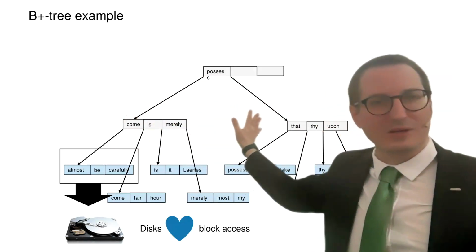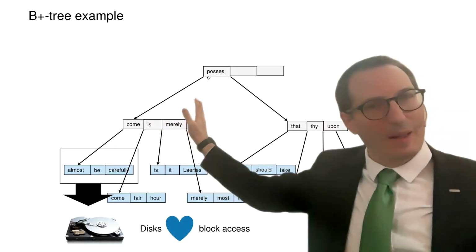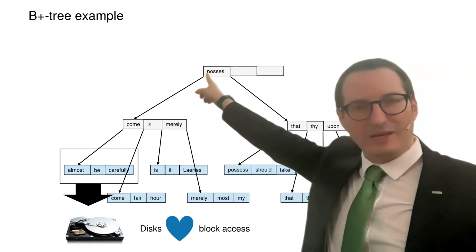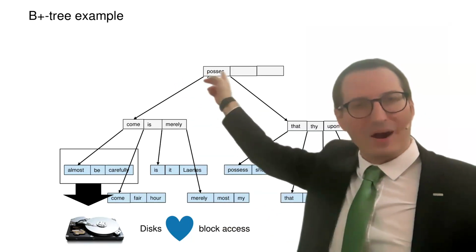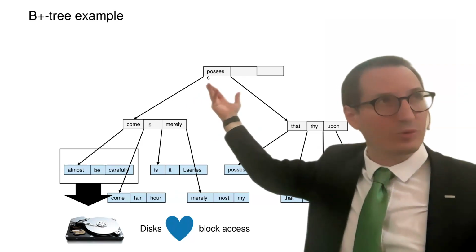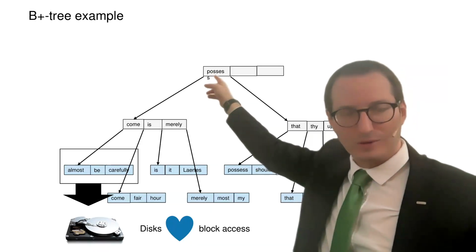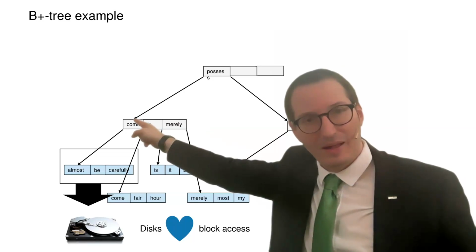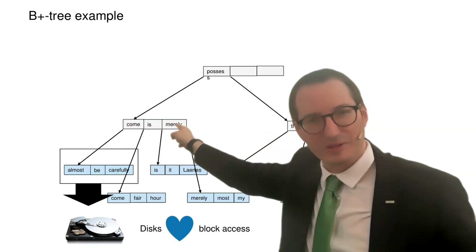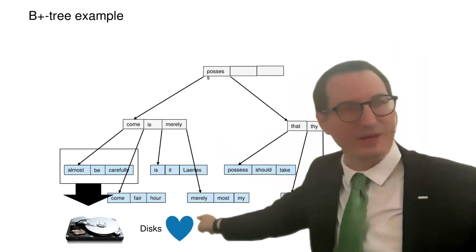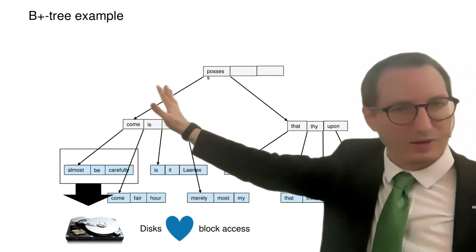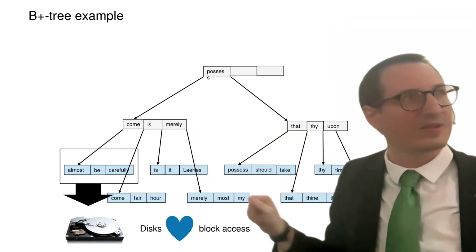Now what you have here just facilitates the lookup. Because if you look for something, let's say I look for "merely", I compare it: is "merely" before or after "possess"? It's before, right? M comes before P. It's like when you look up a word in the dictionary. So you go on the left, then is "merely" before "come" or before "is", or here it is. So now you go down and find it. So this structure is a way to very quickly find a word.